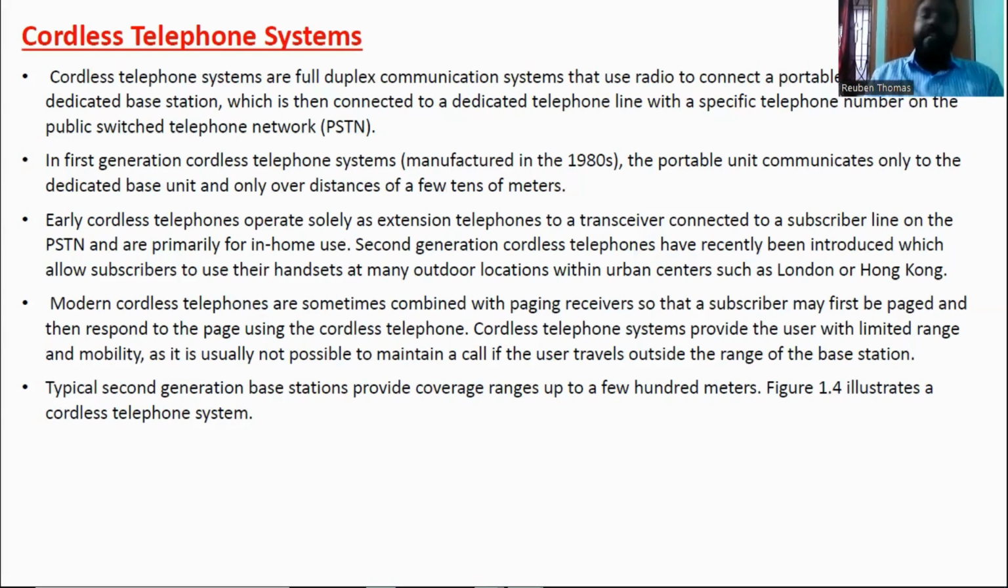The second generation cordless telephones have recently been introduced, which allow subscribers to use their handsets at many outdoor locations within urban centers such as London or Hong Kong. You may ask whether it is only London or Hong Kong. No, we can take the example of urban cities in outdoor locations, the metropolitan cities of urban areas located in the United States as well as in China, everywhere.